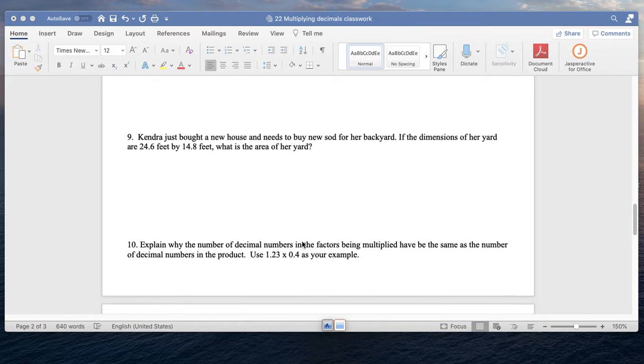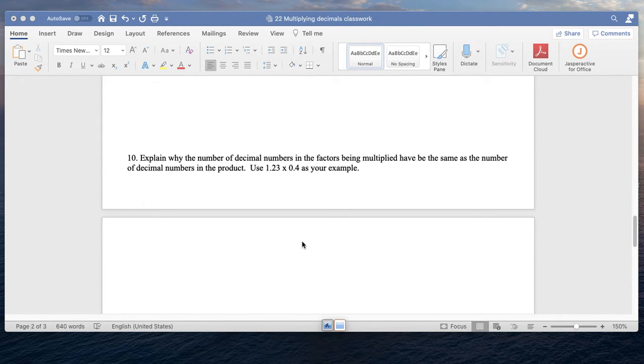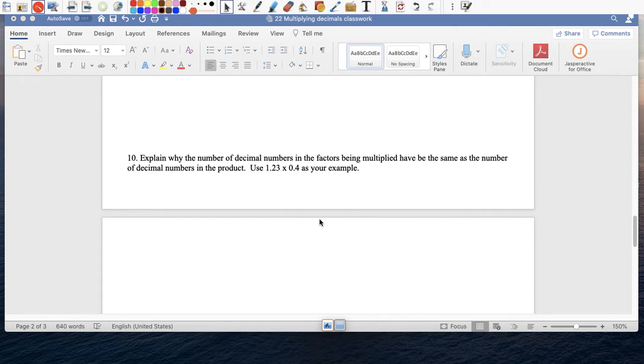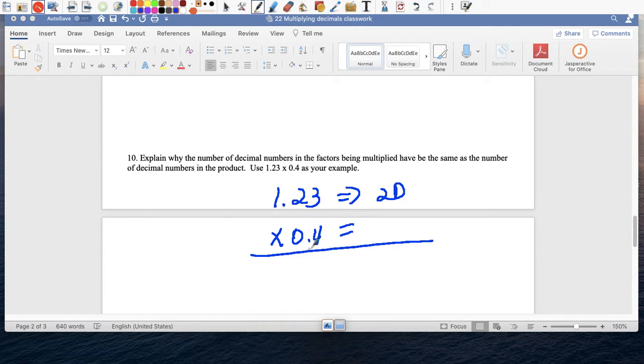Last question. Explain why the number of decimals in the factors being multiplied have the same number as the number of decimals in the product. Use 1.23 as your example. So I'm going to go over this a little bit in more detail. The quick way of doing this is to count the number of decimals. There's two decimal places here. This number has one decimal place, and we add them up. So our answer has to have 3 decimal places.